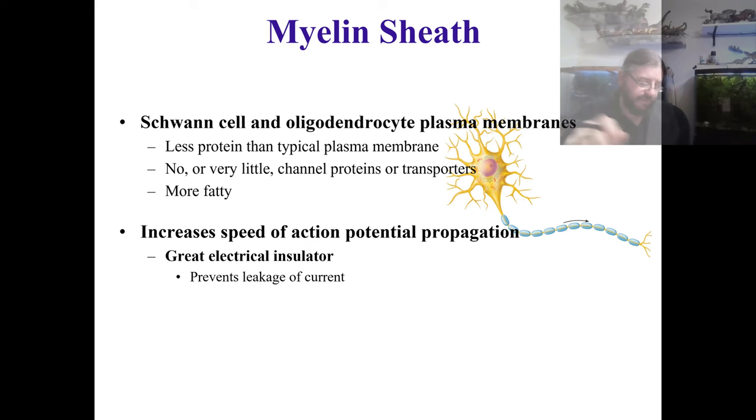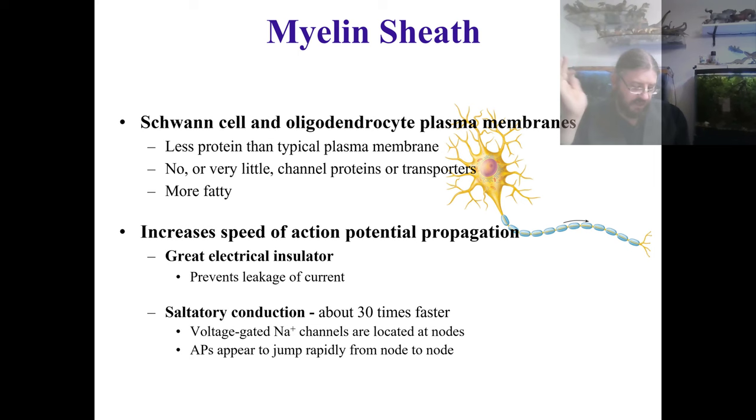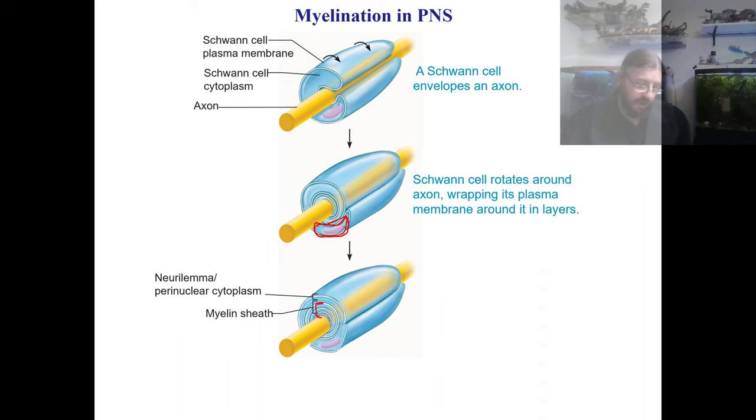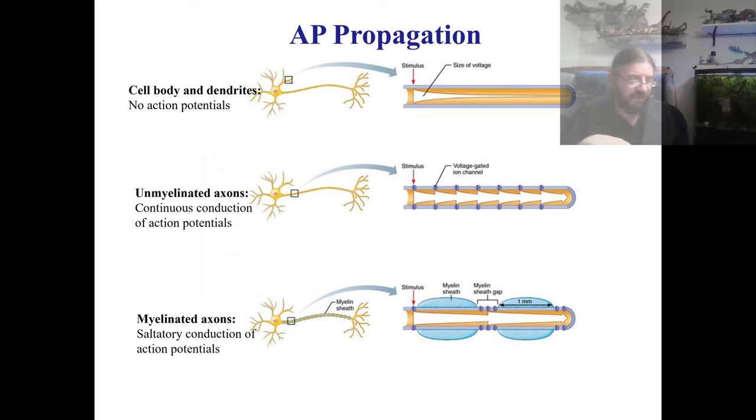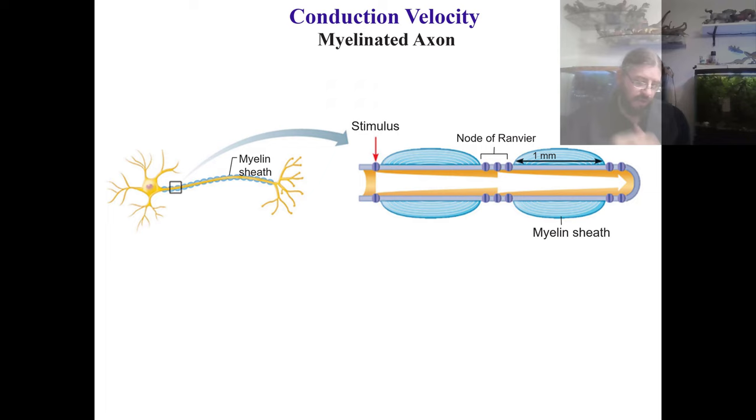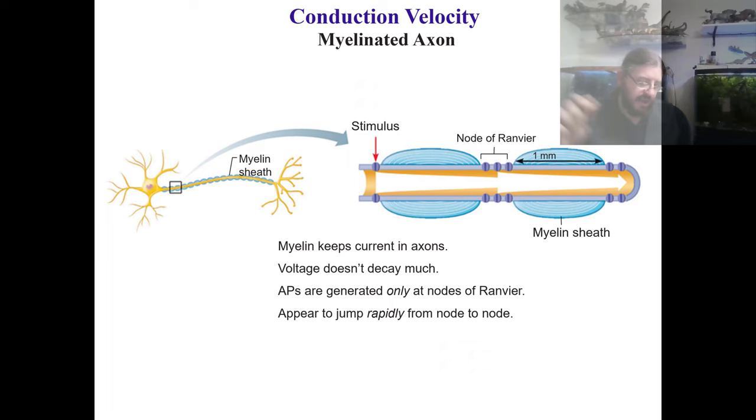Saltatory conduction. Much faster. Jumps between nodes. I've hit that before. And then this is just a synthesis of all three. Feel free to pause it here. And here we just have an illustration with the node jumping added in there. Feel free to pause. Myelin keeps the current in the axons. Voltage doesn't decay. Action potential is generated only at the nodes, jumping between nodes. I've said it all before.